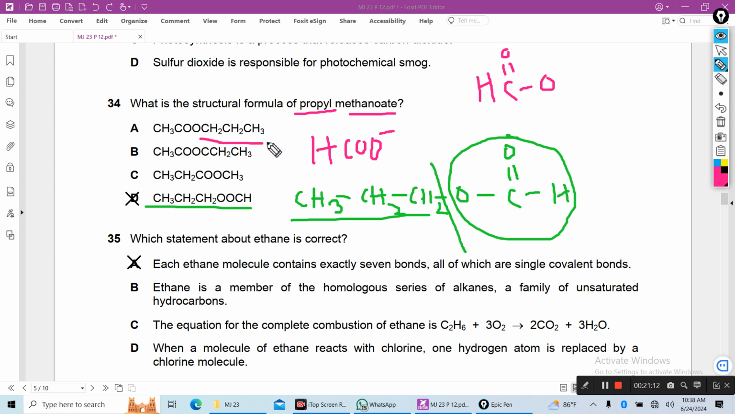But this is propyl ethanoate, with 2 carbons. So this is wrong. B is wrong. This is methyl propanoate, but the question is asking for propyl methanoate. So D is the right answer.